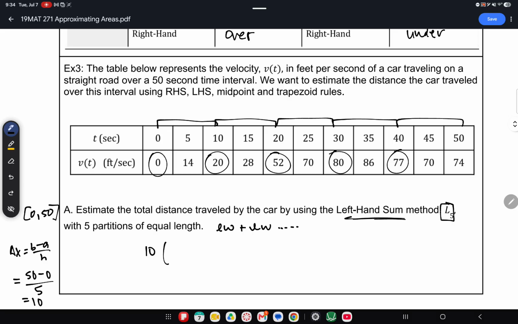I remember the last thing I said was we can factor out that 10 because they all have that width of 10. And then we can just add the others. So 0, 20, 52, 80, and 77, right? And so if I do that right quick, that's going to give me 2,290, all right? And since we went from a velocity to a distance, this is just in feet.